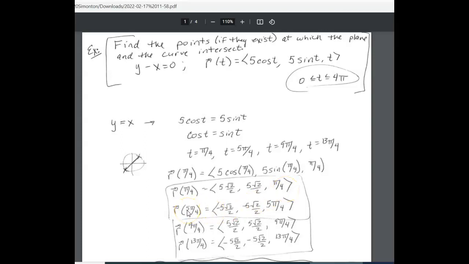When I plug in 5 pi over 4, the only difference is both sine and cosine are negative root 2 over 2. So these two coordinates change sign. And then my t value also changes because I plugged in a different t, so 5 pi over 4.